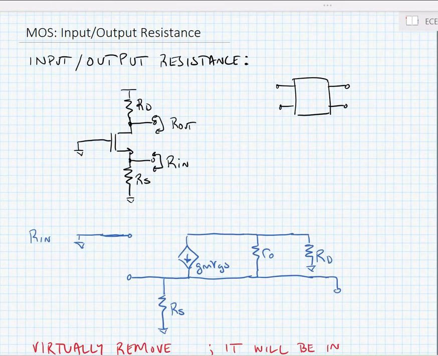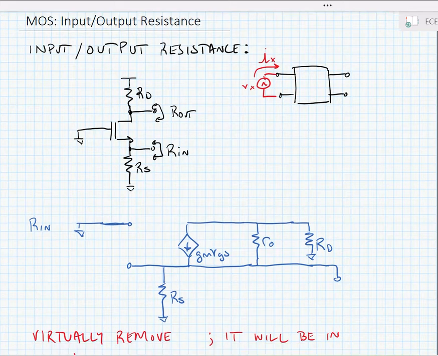All right, here we're going to find the input and output resistance of a MOS amplifier. Now the procedure is the same for any amplifier we look at. So we're going to start with the input resistance. When we're finding our input resistance, we're going to put a test voltage source, V sub x, at the input node, and we're going to measure the current that flows into the input when the output is open circuited.